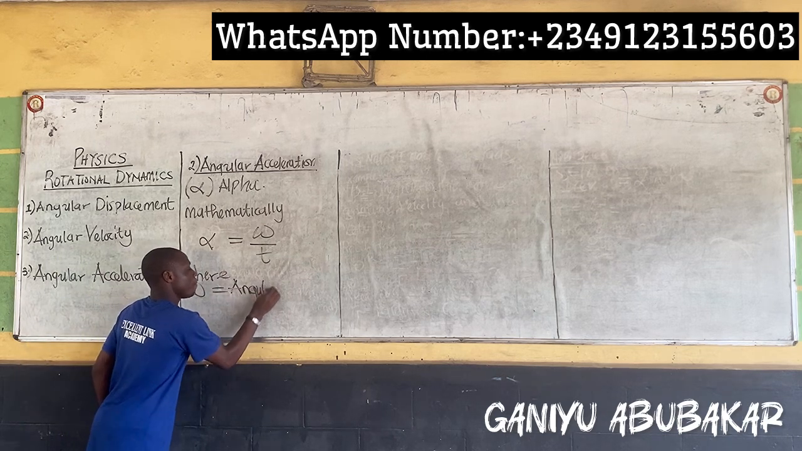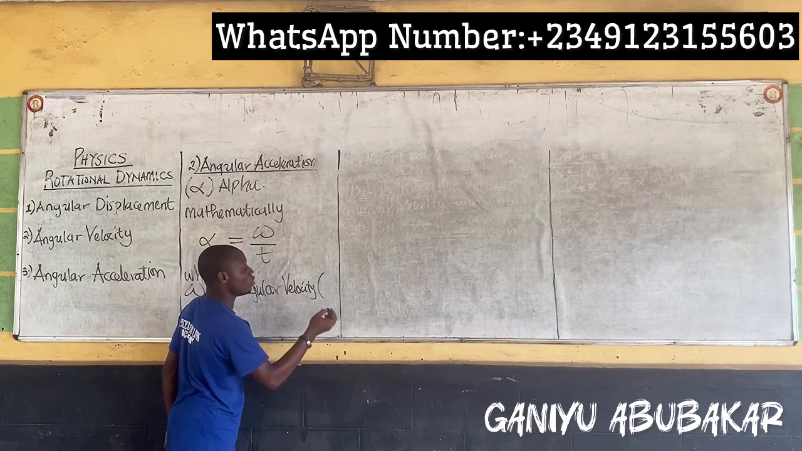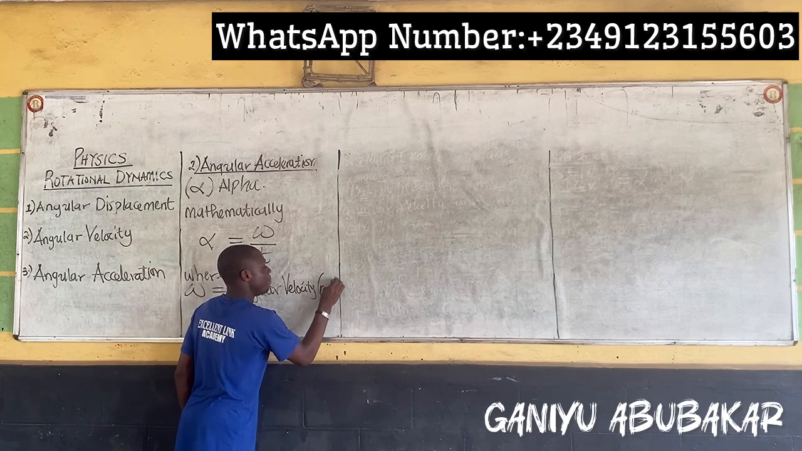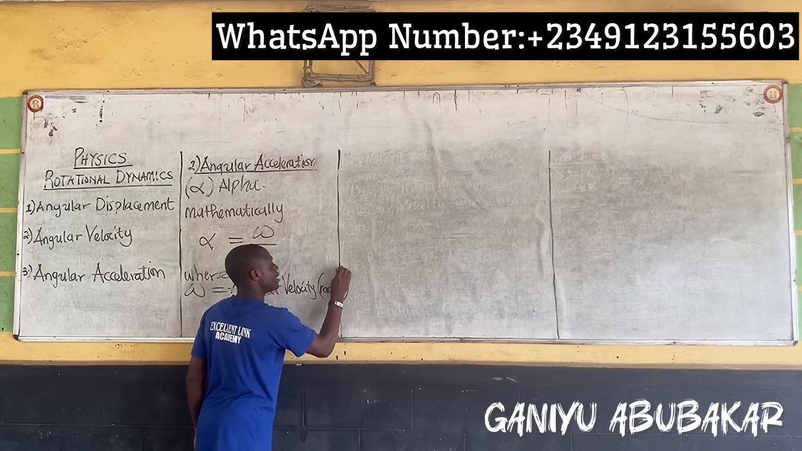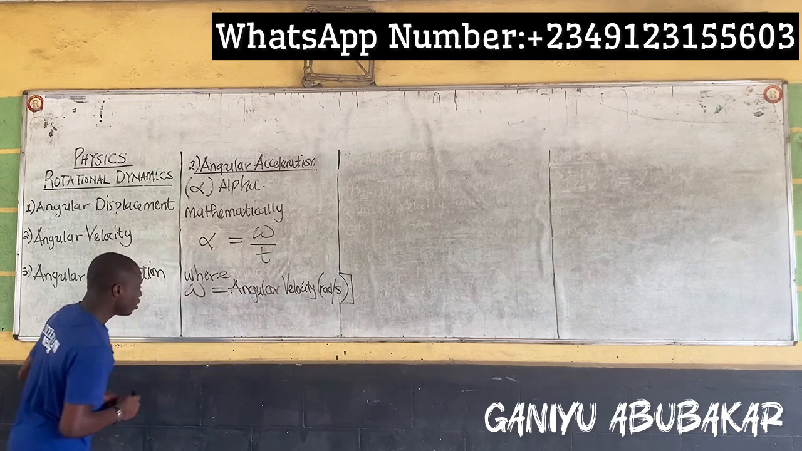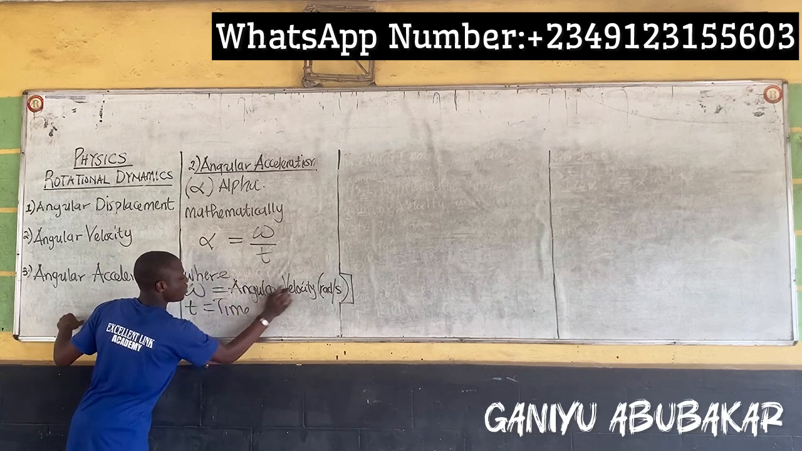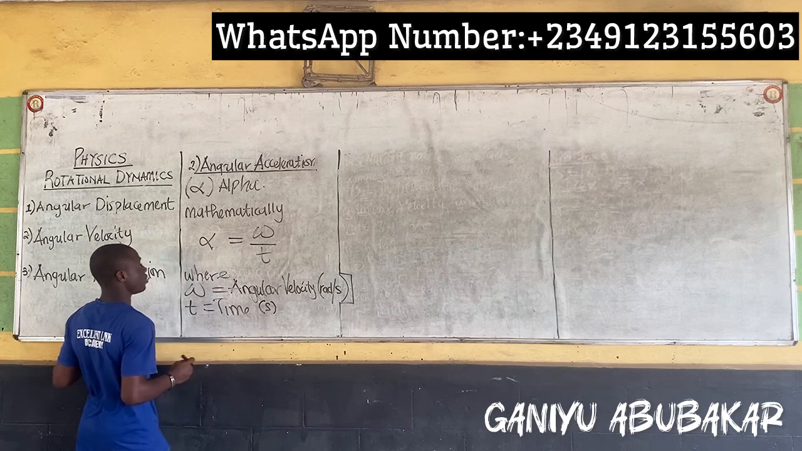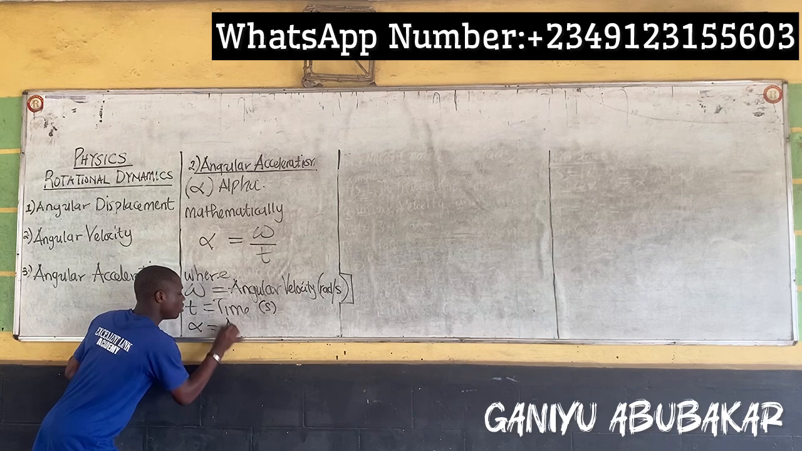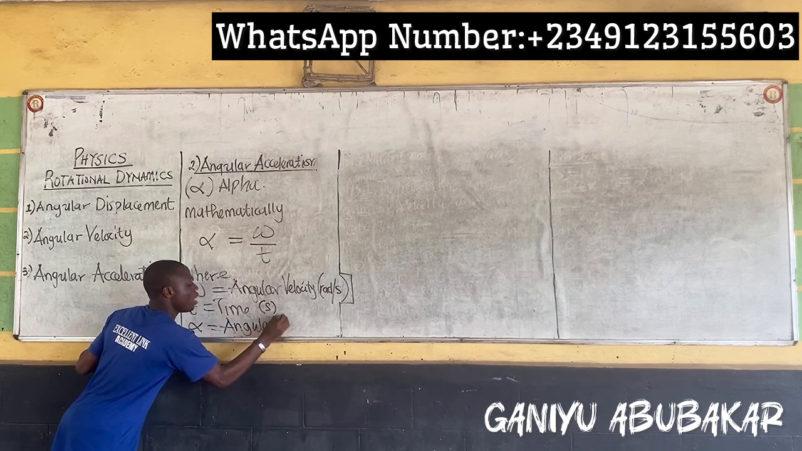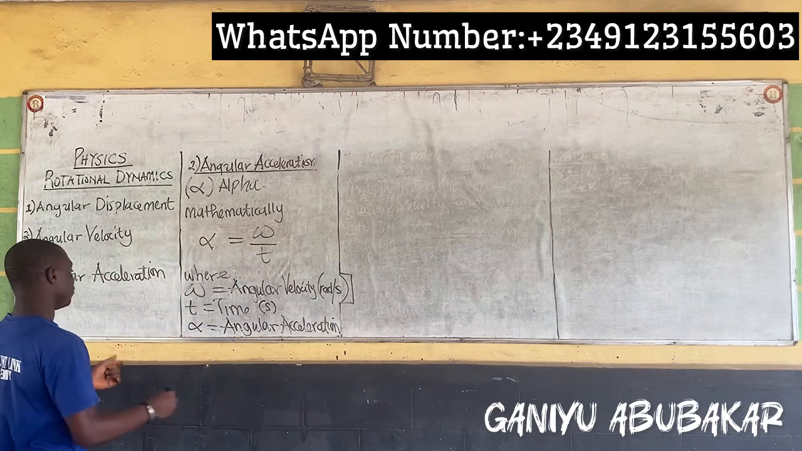So angular velocity has rad per second as its SI unit. T is the time in seconds, while alpha signifies the angular acceleration.